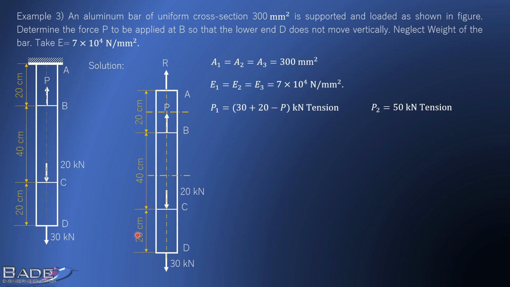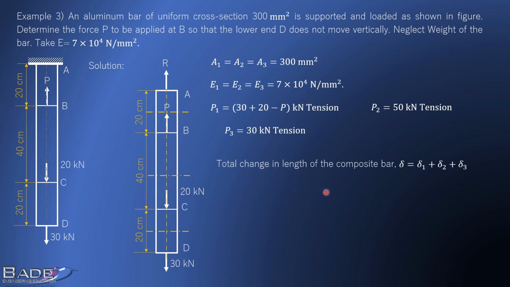And force on this cross section, it is 30 kilonewton pull. So portion CD is experiencing 30 kilonewton tension. So this is how we have found out force on each portion of the bar.